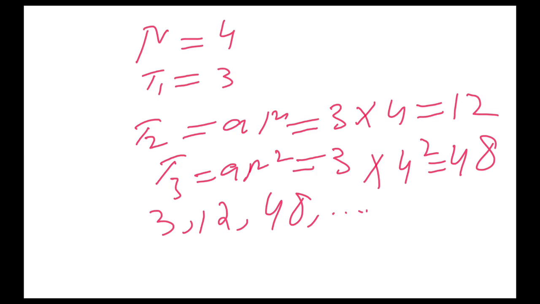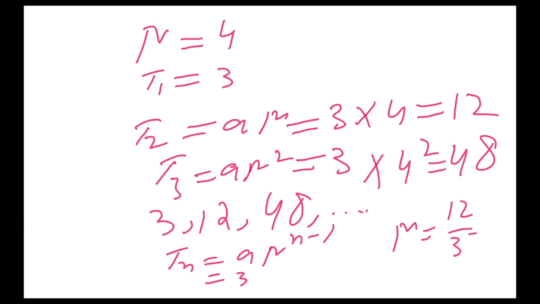Now we need to find the general term. So Tn is equal to a r^(n minus 1). The first term we've got is 3 here. The ratio we need to find, which is going to be the second term divided by the first term, the answer will be 4. So 3 times 4 power n minus 1. So this is the second case. So this is my final answer.